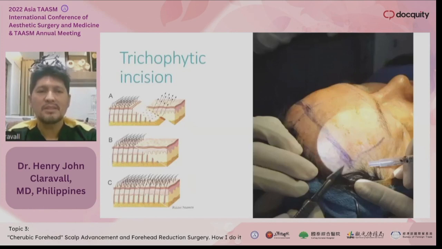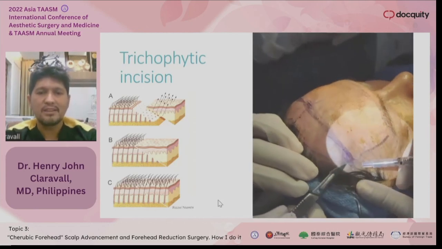Now, what do you mean by trichophytic incision? Trichophytic incision is a kind of incision wherein you bevel your blade or your knife so that the incision will be in between the follicles. Usually, nowadays, I'm using the blade 11 so that I will be able to be very parallel to the scalp, around 30 degrees, so that I will be able to really preserve my follicles.